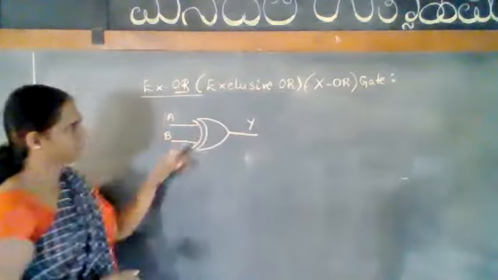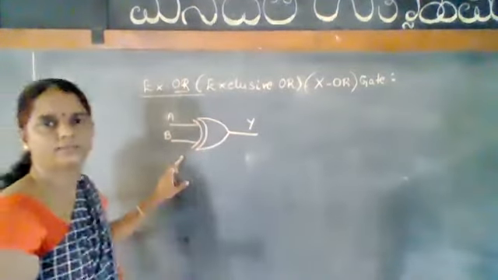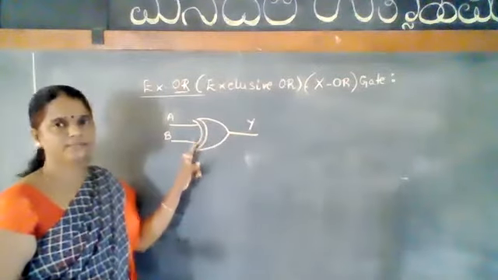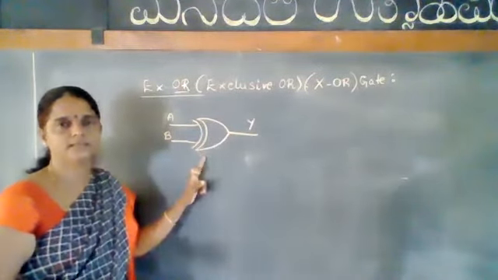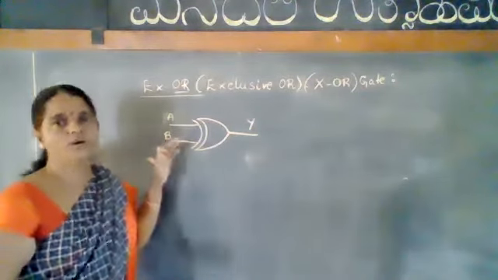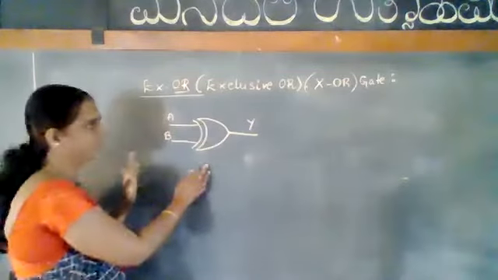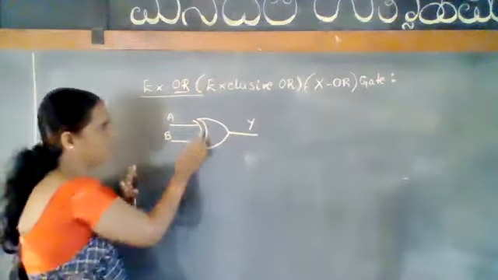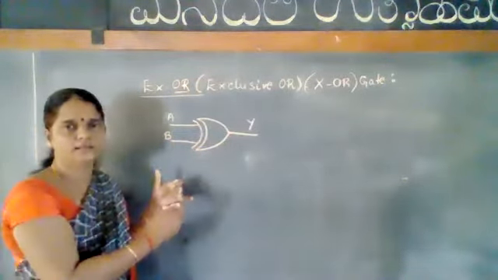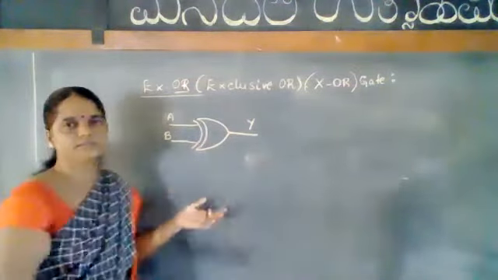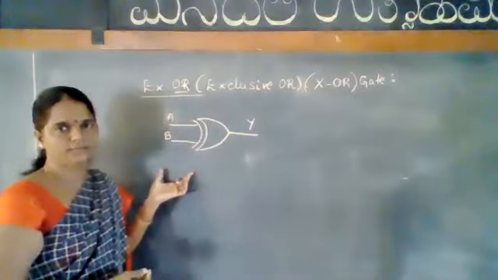You can see this, right? One more curve is written before the OR gate symbol. So this indicates that this is an exclusive OR gate. Okay. So XOR symbol is OR gate with one more curve at the input side. At the input side, if you write one more curve, that gives us the exclusive OR gate symbol.